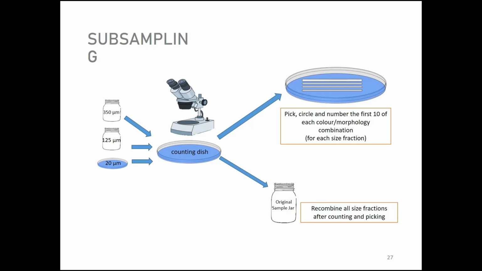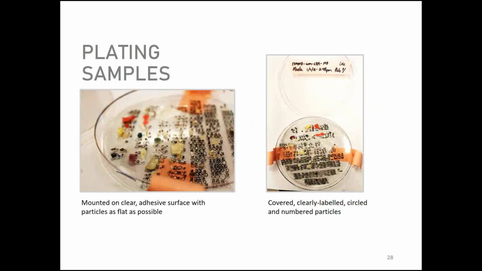So we ended up doing a subsampling of our picking. And now in our lab, what we do is we pick and label on the sticky tape the first 10 of each color morphology. So the first 10 black fibers, the first 10 blue spheres, for example, from each size fraction. Next slide. And this just shows you an example of what it looks like. They're actually quite pretty. And then these plates can actually go straight under the Raman. We actually use projector paper that we cut into a circle, which you can't see in there on the bottom of the dish. So you can actually remove it and put it straight under your Raman microscope. Next slide.